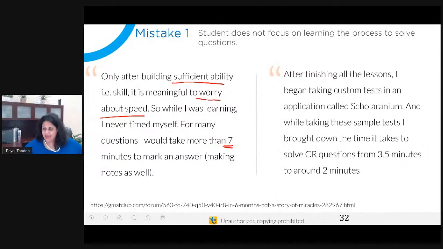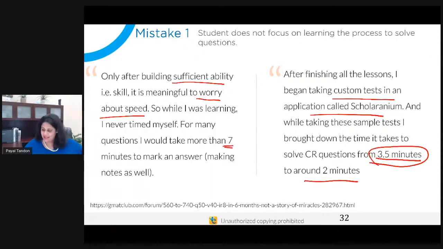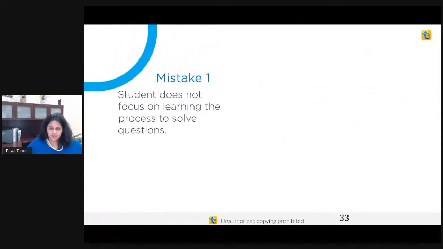After finishing all the lessons, I began taking custom tests in an application called Scholaranium. And while taking these sample tests, I brought down the time it takes to solve CR questions from 3.5 minutes to around 2 minutes. Now he's talking about CR. This is the amount of time that he was taking to solve CR questions. Ultimately, he was able to solve CR questions correctly in less than 2 minutes. Feel free to read his debrief over here. All right. So the key thing over here is you need to make sure that you focus on learning the process to solve questions.